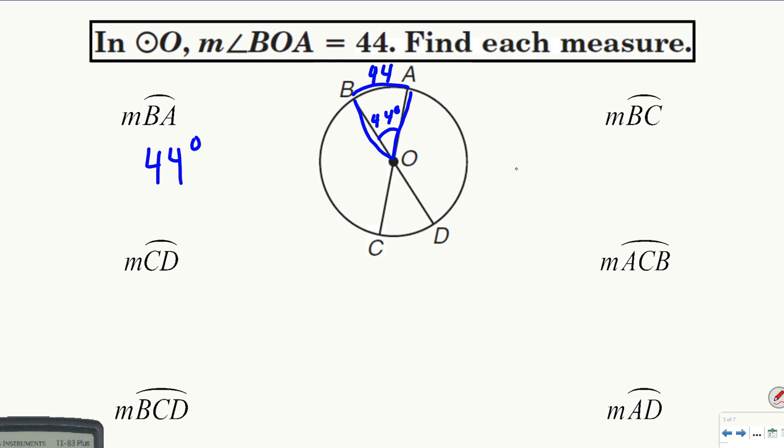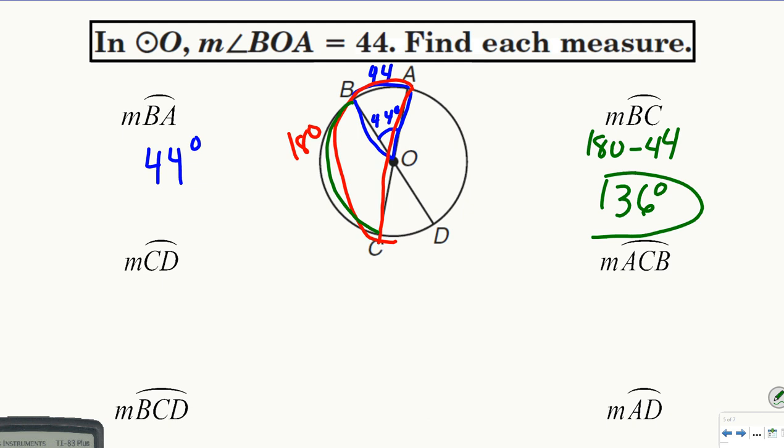One of the things that hopefully we notice is that these are both diameters, so AC and BD are diameters. So since it is a diameter, it splits it into a semicircle. So this entire thing from A to C is 180 degrees. So what we can do is to find BC, we just want this part here, we can do 180 minus 44, which is 136 degrees. So this part here is 136.